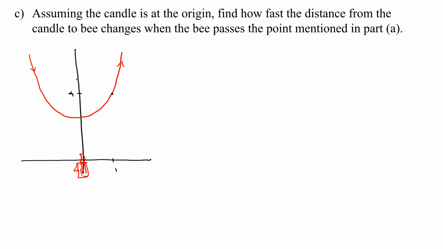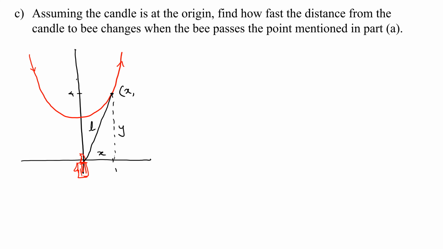So we can take the distance from the point to the candle. Let's call this L. This distance is L. So if this distance is L, what we can do is look at the general x and y coordinate. So this is the x coordinate and this is the y coordinate. So we pick a general point.